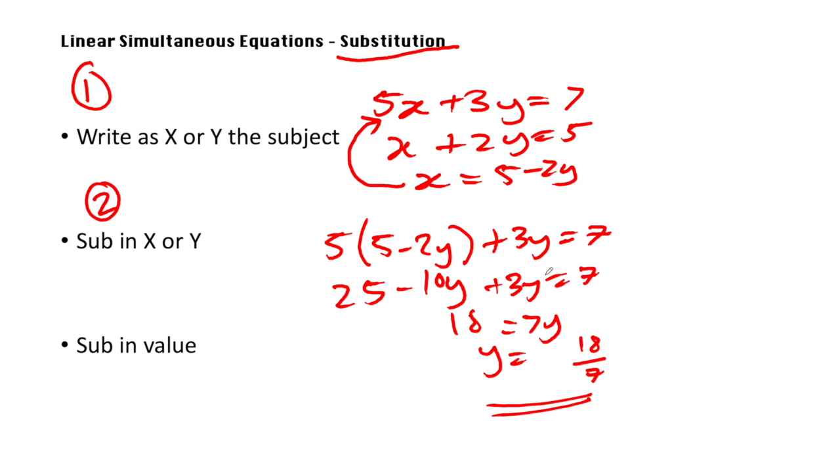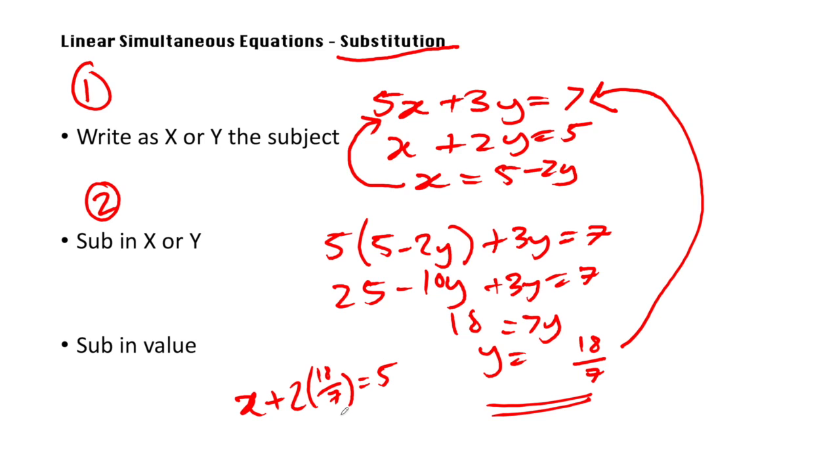Now you sub in that y value back into either one of these equations. So x plus 2 times 18 over 7 equals 5. So then x plus 36 over 7 equals 5. So x equals 5 minus 36 over 7. So that would be your answer. I don't know what that is. I'm not going to work it out right now, but that is how you'd get the answer.